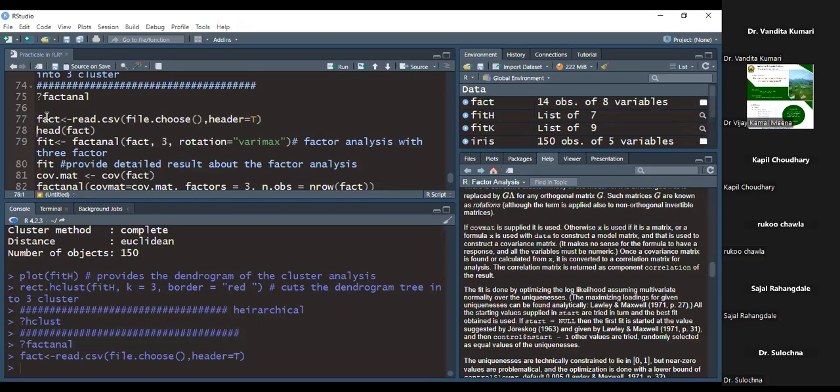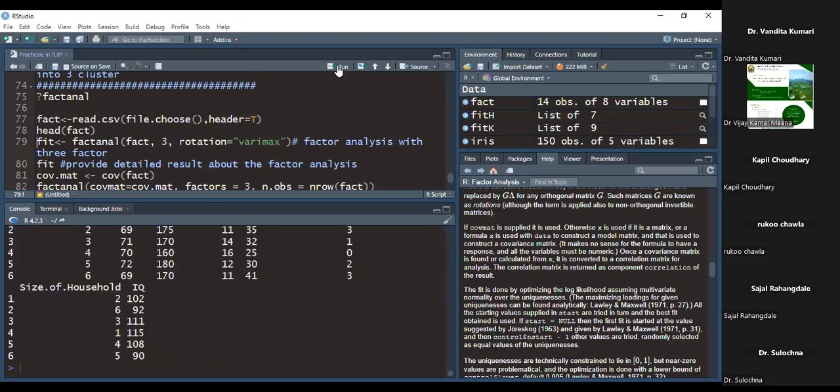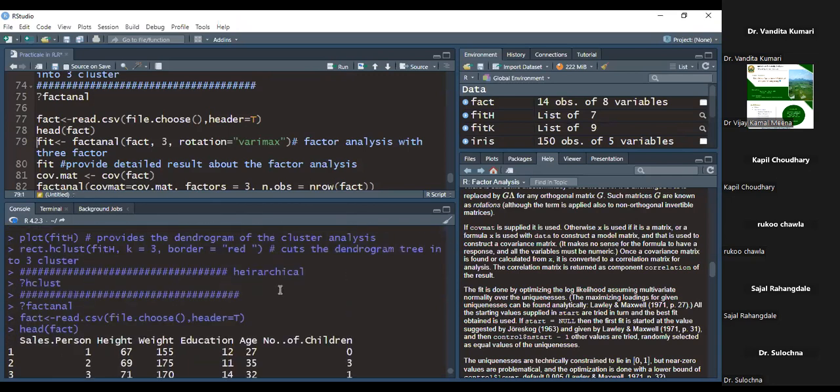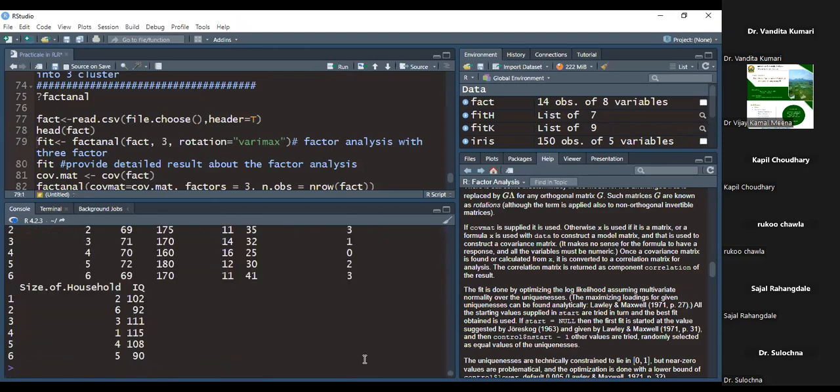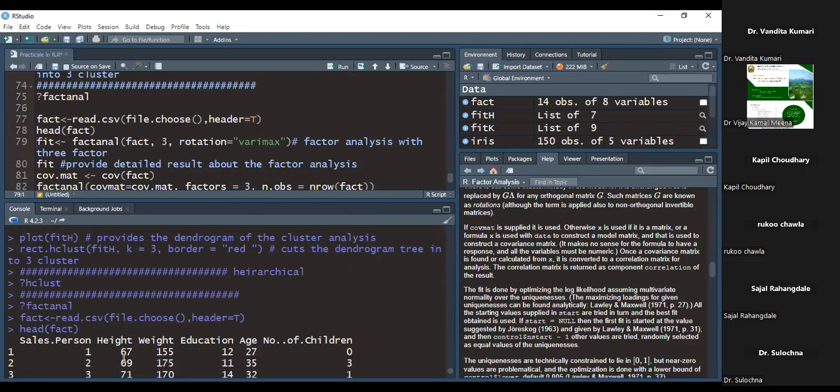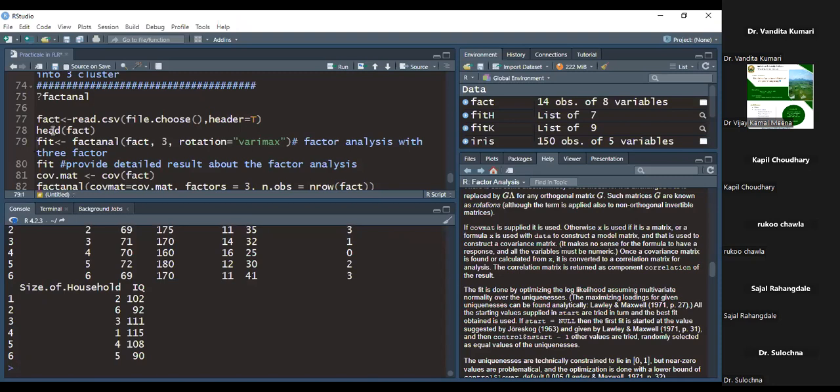Okay, so I would like to see how the data set looks. I would like to see only the first six lines, so I have done head of fact. So this is the data set. The data set has been read into my R. Okay, the salesperson. It is giving the data on salesperson, height, weight, and all the variables that are available.